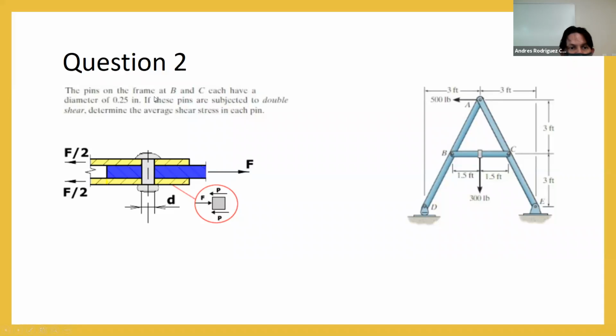The pins on the frame at B and C each have a diameter of 0.25 inches. And if these pins are subjected to double shear, that is the example that we have here, the figure that we have here, determine the average shear stress in each pin. So we have to obtain the results or the average shear stress in these two pins. So this is the example that we already have.